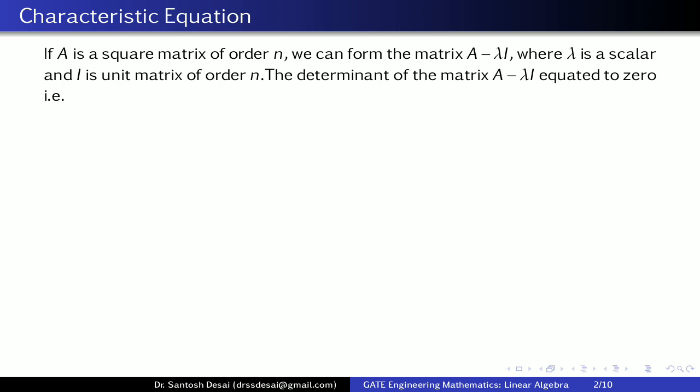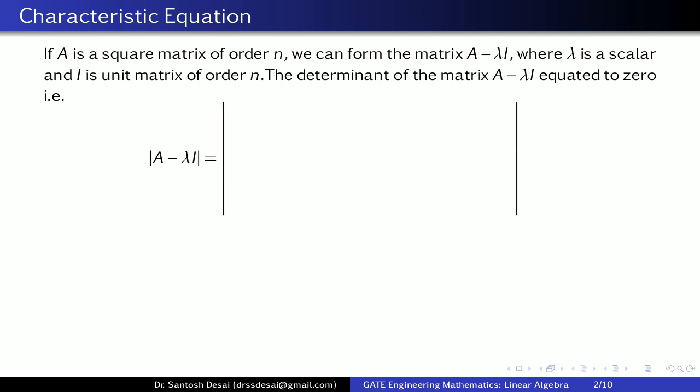If A is a square matrix of order n, then we can form the matrix A minus lambda I. Here the matrix A minus lambda I can be formed by subtracting lambda from the diagonals of A. So the determinant of this matrix A minus lambda I equated to 0 is called the characteristic equation.